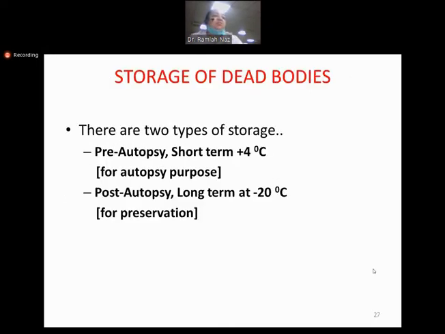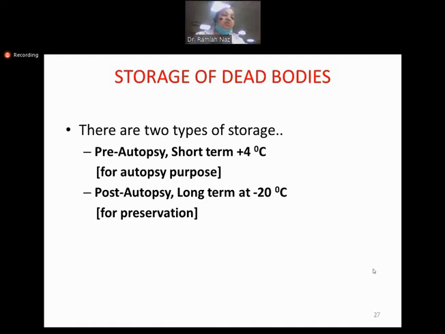Storage of the body: there are two types of storage. We keep the body in two scenarios. Pre-autopsy, short term, is +4 degrees centigrade for the autopsy purpose. At that temperature the tissue is not going to be frozen, it is cold storage. If you keep it at anything lower than this, the tissue is going to be frozen up and we won't be able to perform histopathology of those tissues. So we will destroy that.